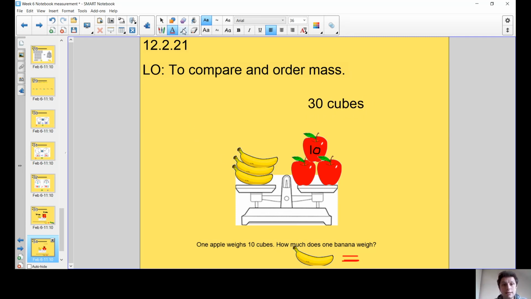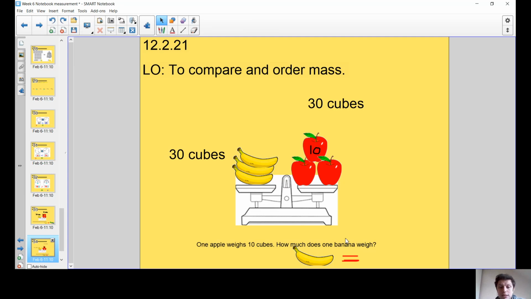And because it's balanced, once again, we can see this balance scale is flat. It's balanced. That means that this side is also 30 cubes. Brilliant. So 3 bananas is 30 cubes. We haven't finished yet. It doesn't say how much do 3 bananas weigh. It asks how much does 1 banana weigh.